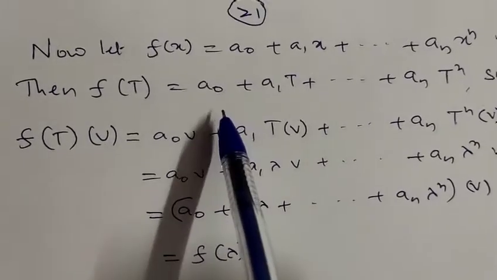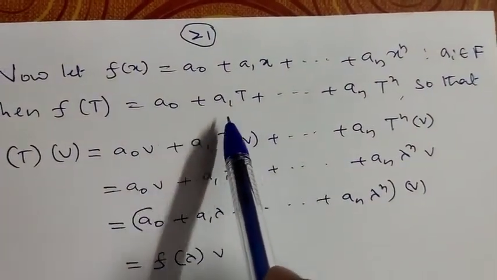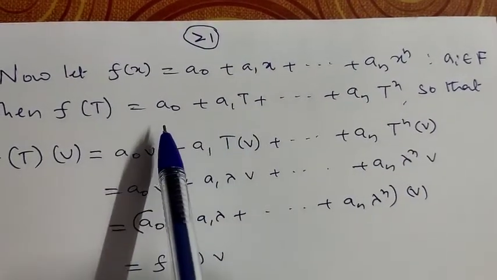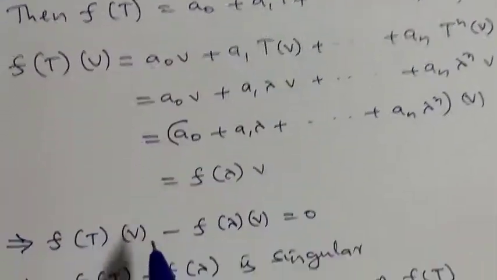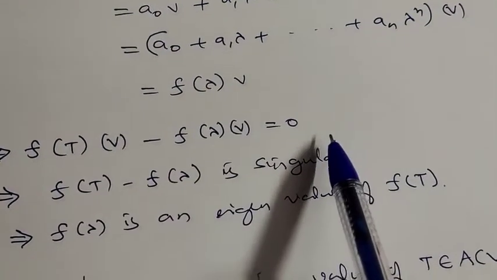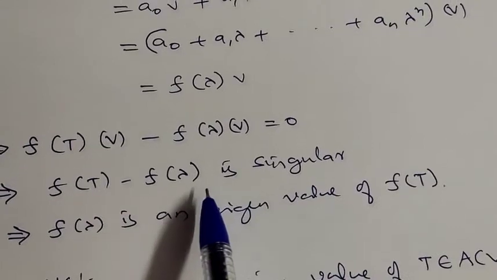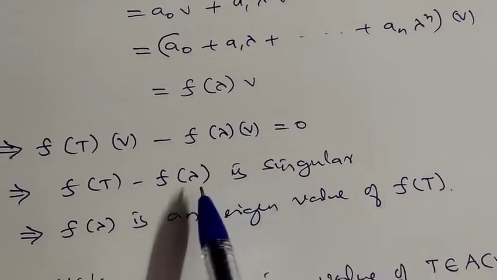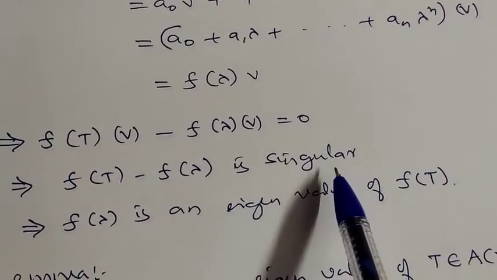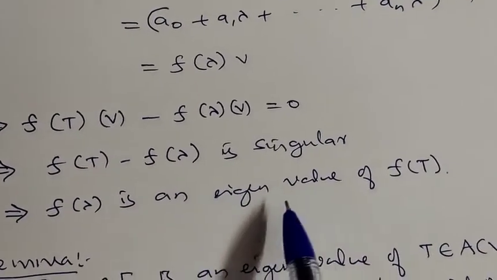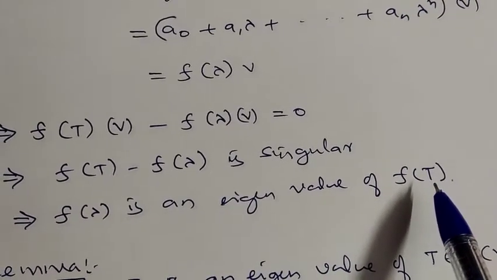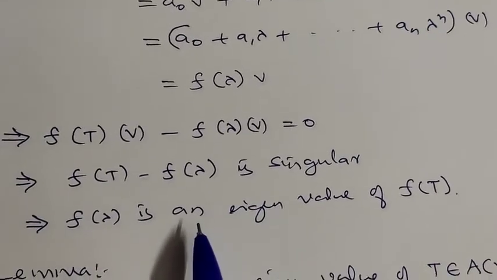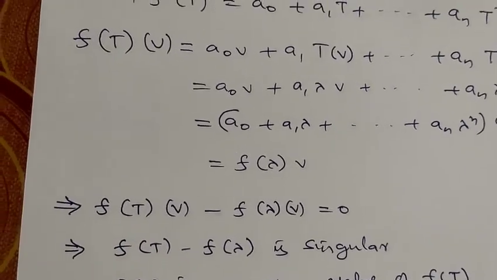Now f(T) is also a transformation. It is a polynomial in T, which means it is also an element of A(V). So this being equal to 0 means you can say f(T) minus f(lambda) is a singular transformation. If f(T) minus f(lambda) is singular, what can you declare? f(lambda) is an eigenvalue of f(T). Thus if lambda is an eigenvalue of T, then f(lambda) is an eigenvalue of f(T).